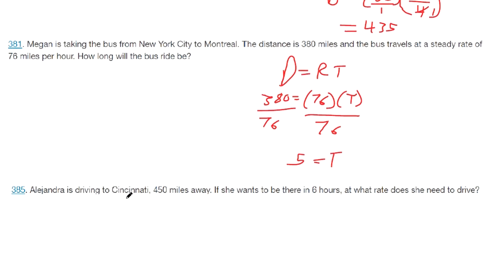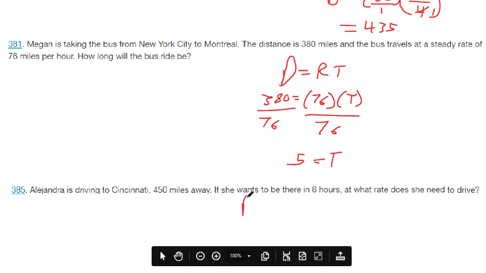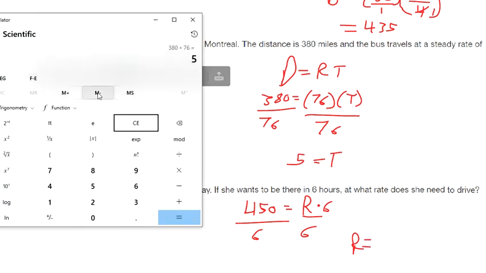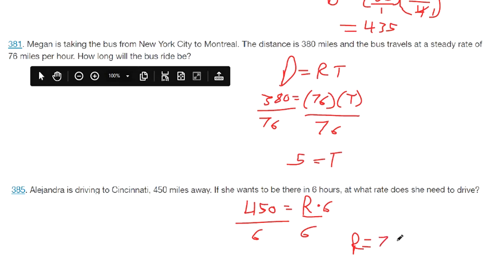Alejandra is driving to Cincinnati, 450 miles away. That sounds like a distance to me. She wants to be there in 6 hours, so we don't know the rate, but we do know that the time is 6 hours. So in order to get R by itself, we just divide both sides by 6. That's the opposite of multiplying. So it gives us 75 miles per hour.